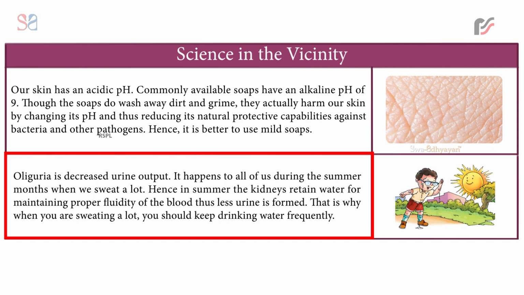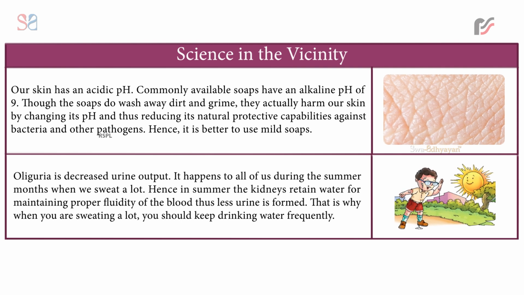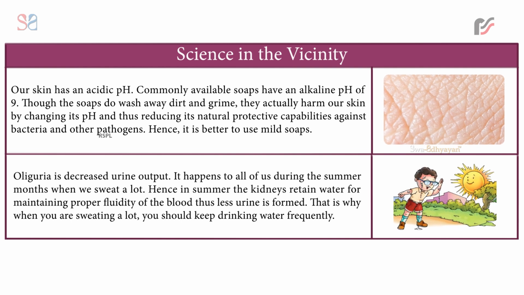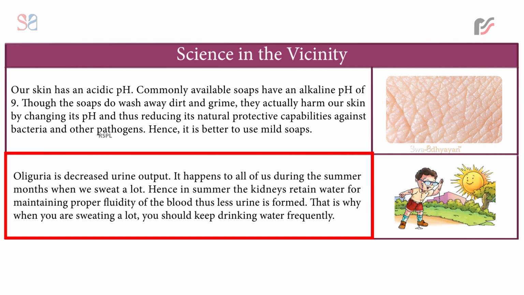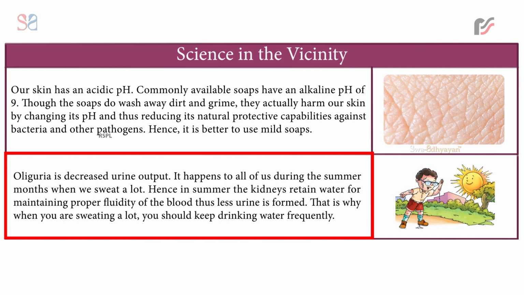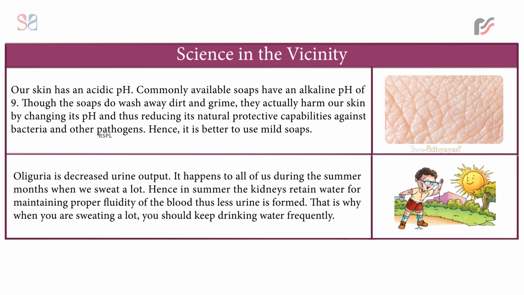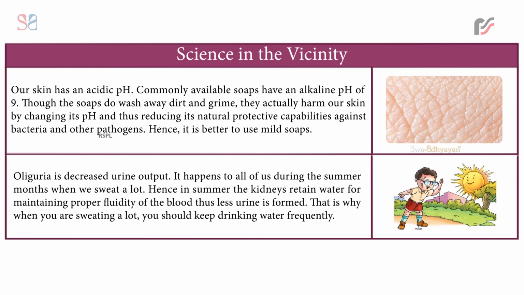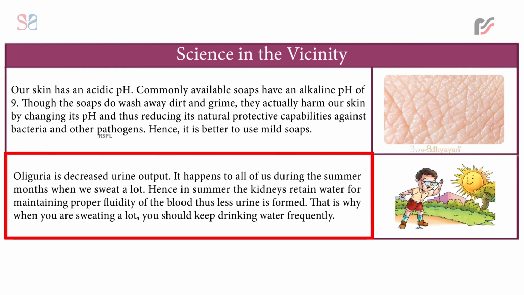Oliguria is decreased urine output. It happens to all of us during the summer months when we sweat a lot. Hence, in summer, the kidneys retain water for maintaining proper fluidity of the blood, thus less urine is formed. That is why, when you are sweating a lot, you should keep drinking water frequently.